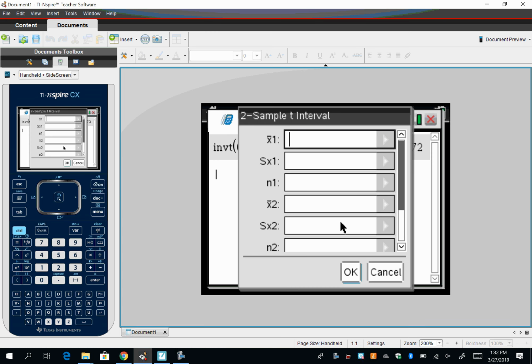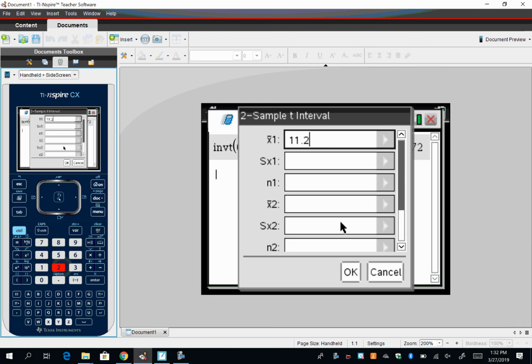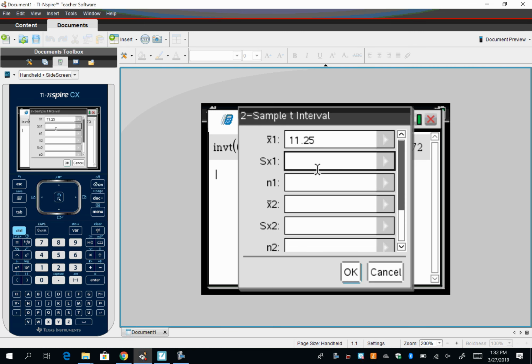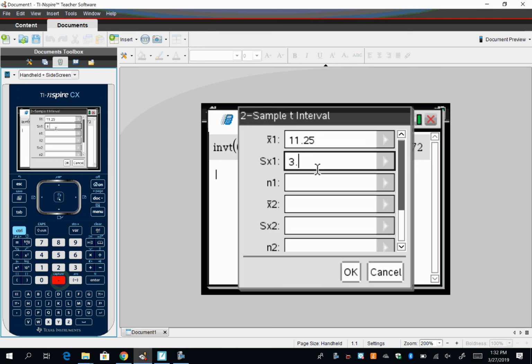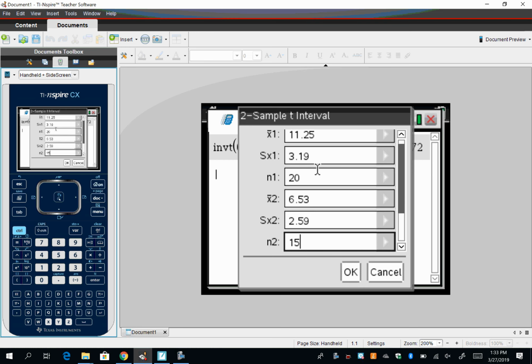So now I'm thinking Domino's was my first one. I believe we wrote 11.25 for the average gram fat content. And then the standard deviation was 3.19. Sample size was 20. Pizza Hut was 6 point. Standard deviation was 2.59. 20 or 15 of them? Okay.